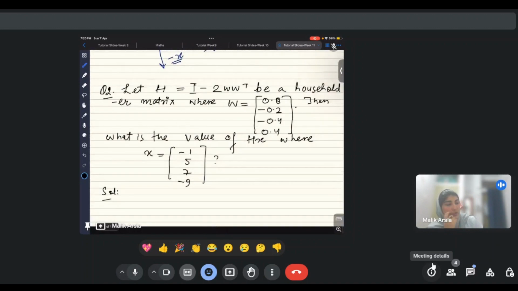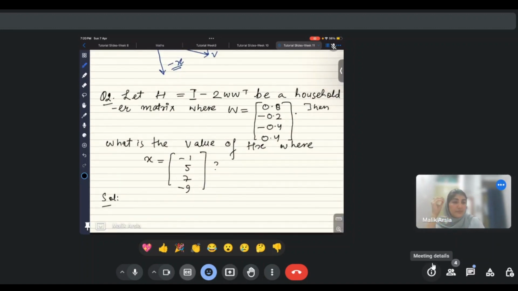So how will we solve this question? W is given, right? So it is straightforward. You can simply form the H matrix and then calculate. So can you do it now and tell me?